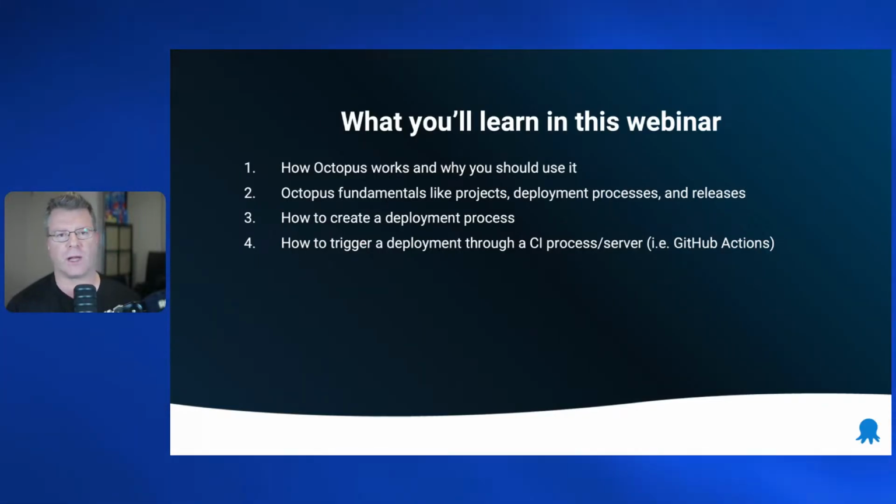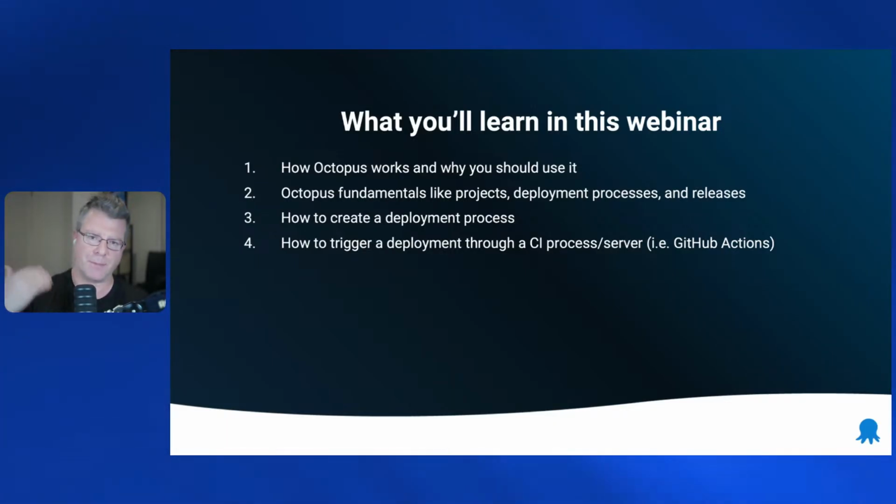And then finally, we'll talk about how to actually trigger these workflows, these deployment processes, through a CI process or server, which is basically how life starts for most software development. You typically start with a continuous integration process. Continuous integration, of course, is this mechanism that we employ as developers for continuously building, testing, etc., our code. And it's part of a workflow or a pipeline that we use in concert with other tools as well. And those tools can include Octopus.